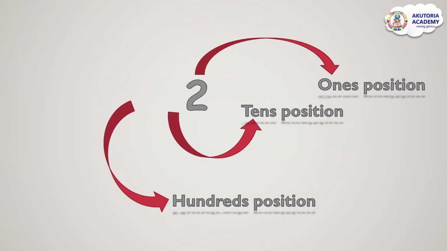Now, we also have the number 2. Number 2 has 2 in the ones position. That means its value is 2 because we have to skip count in 1 until we get to 2. The number 2 doesn't have a number in the tens position, neither does it have a number in the hundreds position. That means its value is 2 from the number in the ones position.